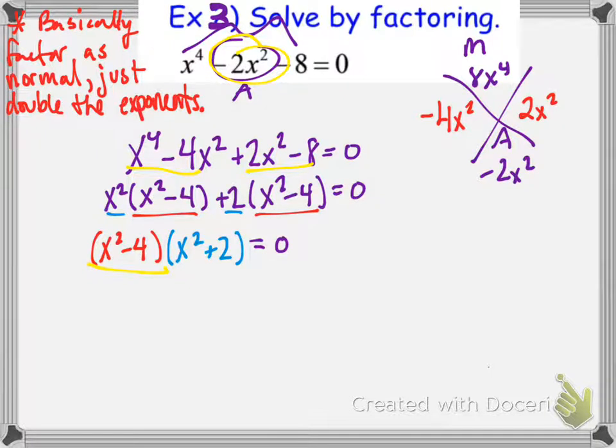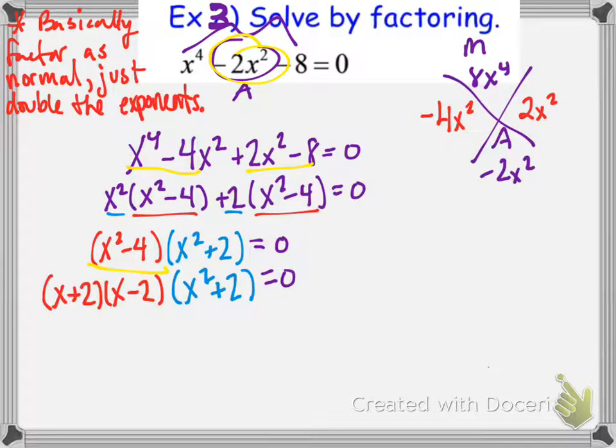And right here, I can factor the x squared minus 4. That's a difference of squares, so I can factor that even further. So I'm going to do so. That gives me this. An x squared plus 2 I cannot factor. You can't factor a sum of squares. Difference of squares or sum or difference of cubes are the only things that have special factoring shortcuts.